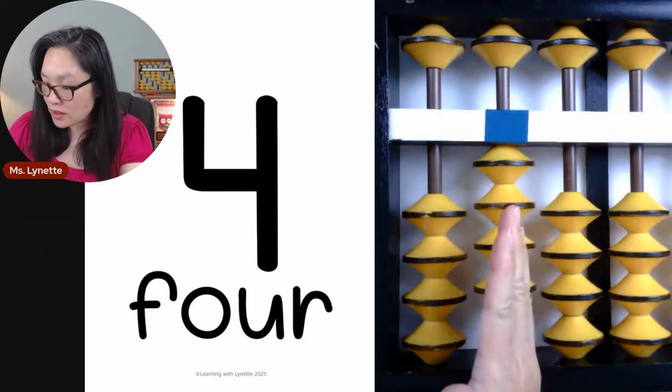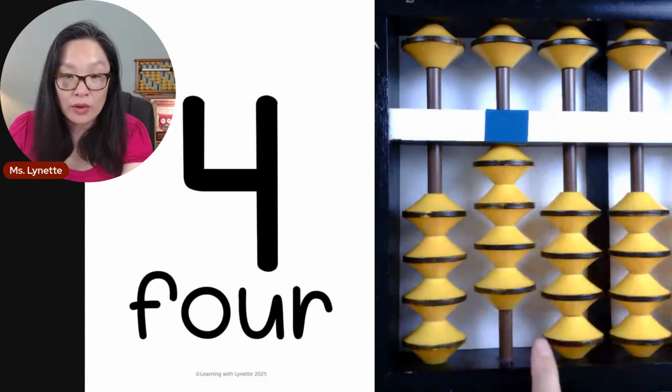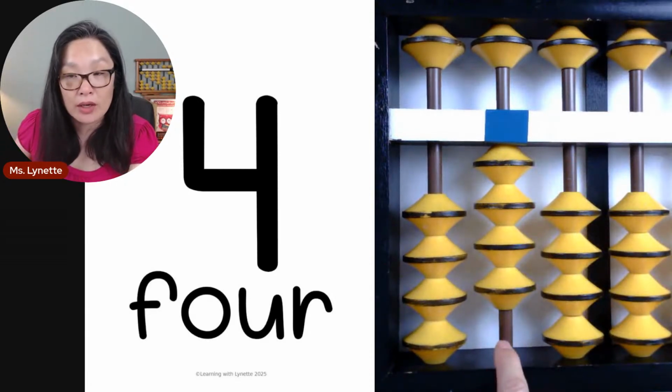So these are the ones column, right? And then I'm going to continue on. If you notice, I have no more beads at the bottom.